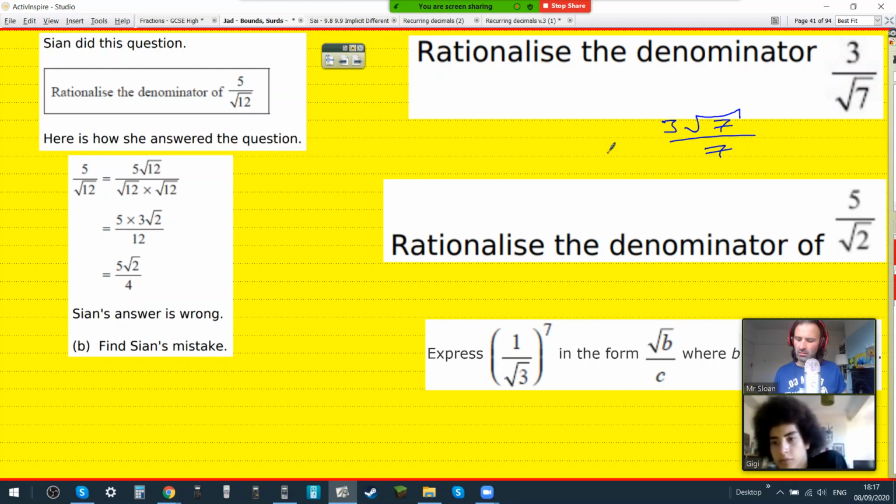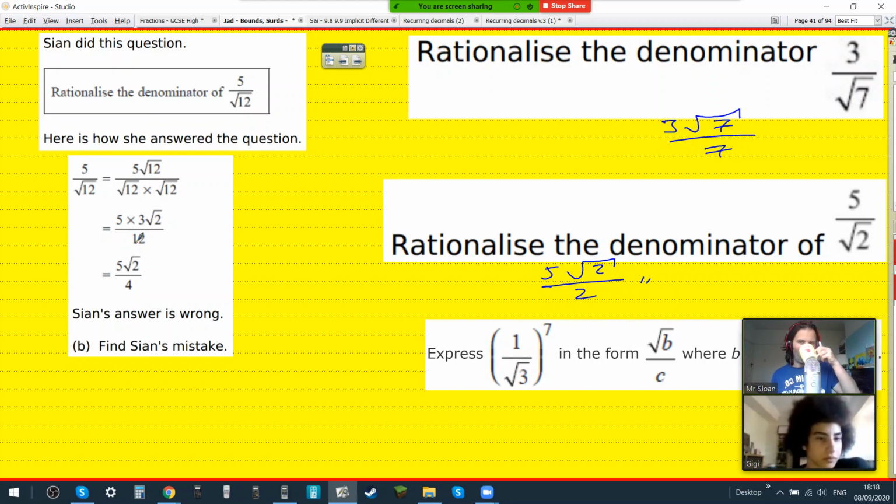Root 2. 5 root 2 over root... No, 5 root 2 over 2. Yeah. How about this one on the left? The top one on the left. It's one question.